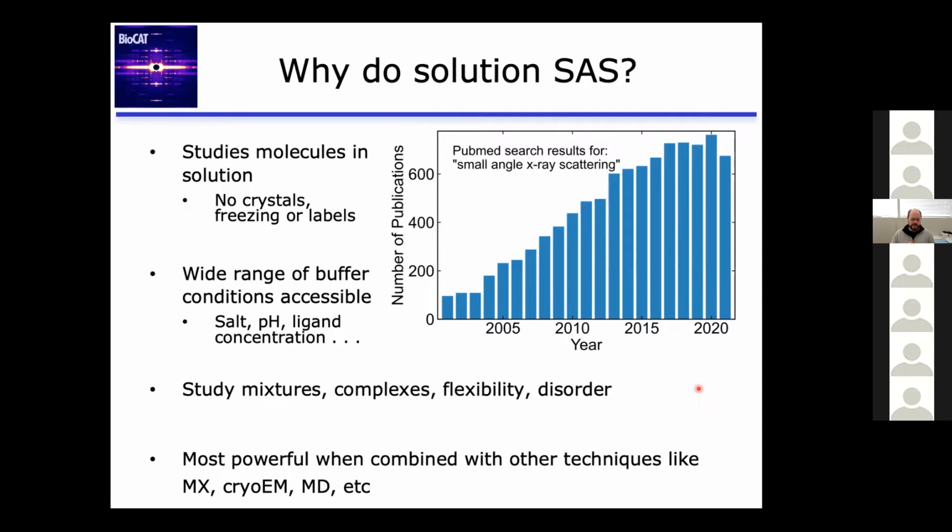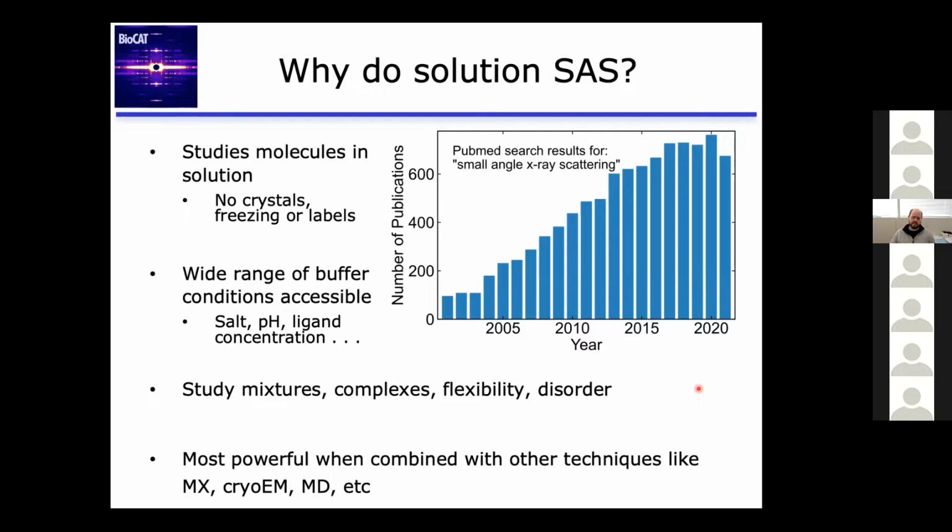And so one of the advantages, of course, of being in solution is we can study a wide range of buffer conditions. You can change the salt, the pH, the ligand concentration in ways that other techniques may not be amenable to. And so this lets you access different parts of the phase diagram for your protein or different aspects. You can study oligomerization as you change the protein concentration, shape change as you add in a ligand. And I think particularly small angle scattering has proved really powerful for studying things like flexibility and disorder, but also complexes and mixtures, things that are challenging to study with more traditional high resolution methods.